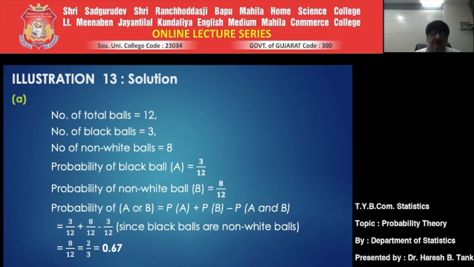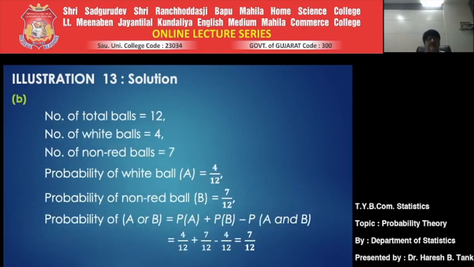So this comes to 3 by 12 plus 8 by 12 minus 3 by 12. And if you take a simplification, it comes to 8 by 12, which is 2 by 3, which is 0.67. Is it clear? Let us have a second example.